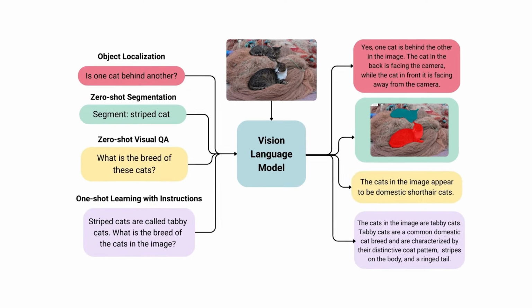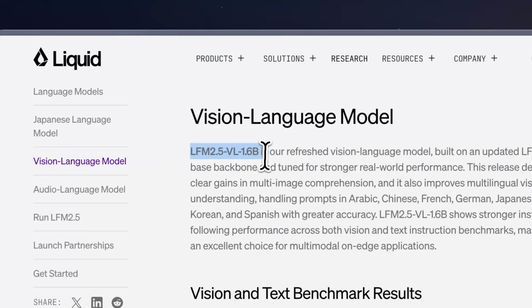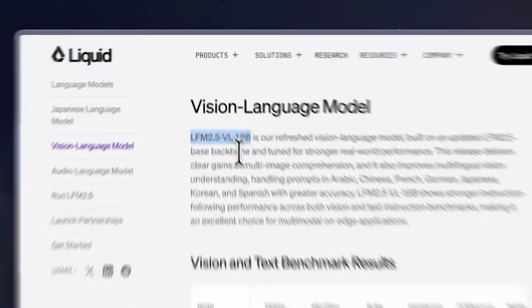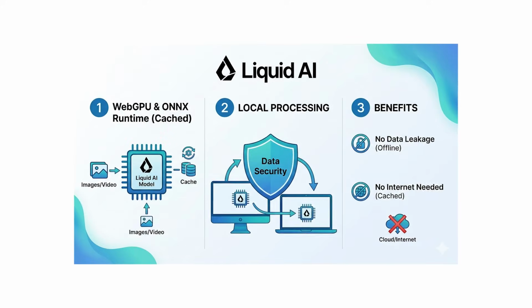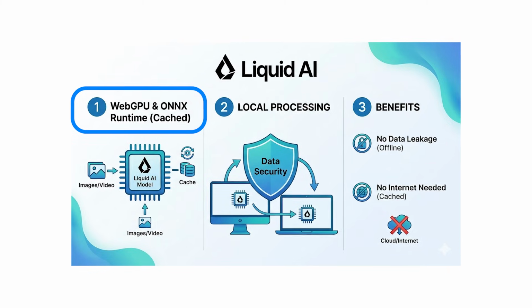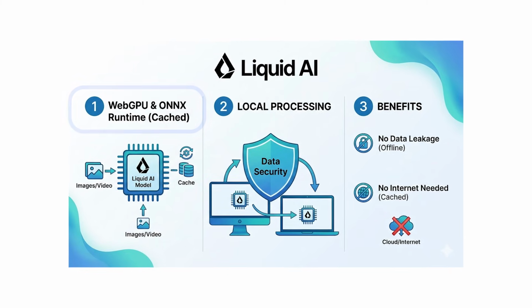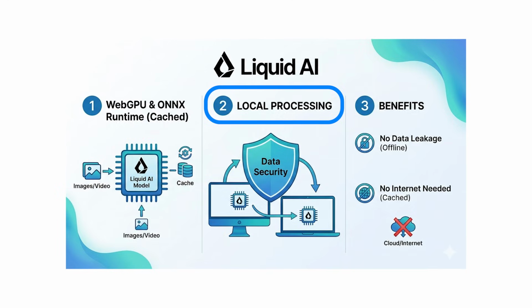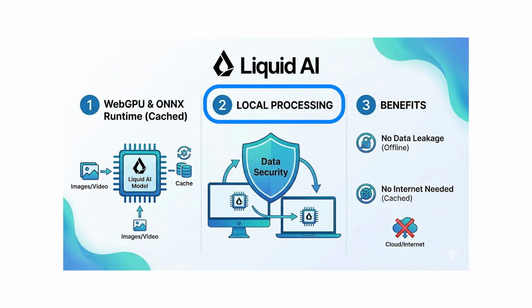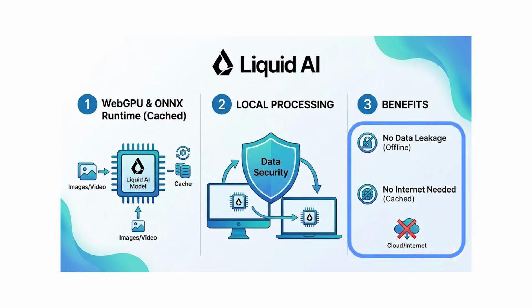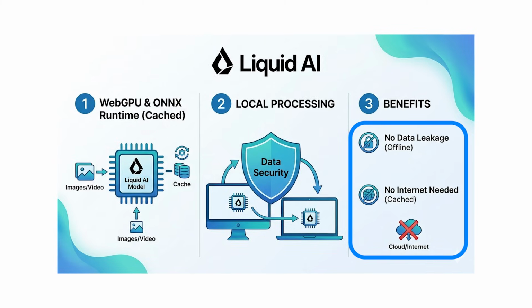Most people assume that running a powerful vision language model requires a massive GPU or a paid subscription to a cloud service. However, Liquid AI recently released a demo of their newest LFM model running entirely within a web browser. Using WebGPU and the ONNX runtime, this model can process images and videos locally. This means your data never leaves your computer, and you don't even need an internet connection once the model is cached on your device. I honestly think that is super cool.